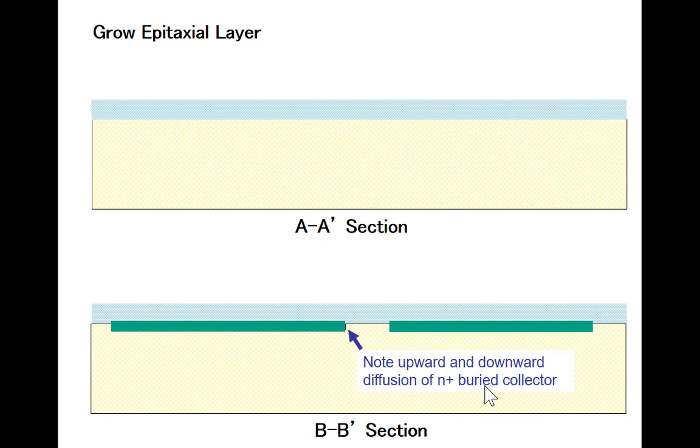As you grow, that epitaxial layer is pretty warm, so diffusion occurs. And that buried collector diffuses down, and it diffuses up into that epitaxial layer. Is that clear? Okay. So you can see there's a step up here and a step down here.